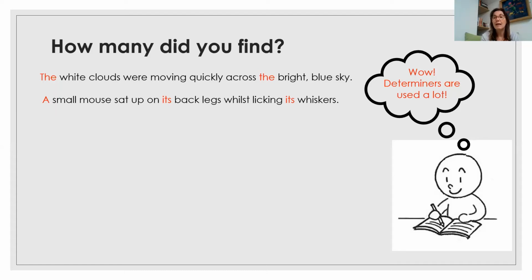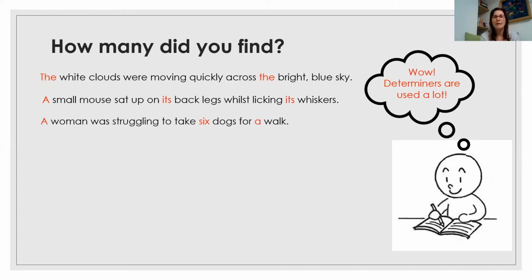Legs, that's a noun, it's a thing. Back legs, it's not the word back, because that's the adjective. It's belonging to it, so it's a possessive pronoun determiner. And whiskers, that's the noun in the sentence. Its whiskers, again, the possessive pronoun determiner. Did you spot it?